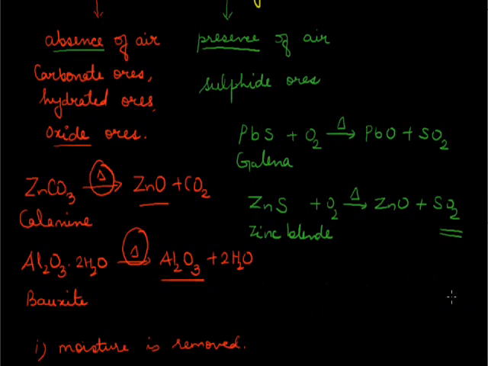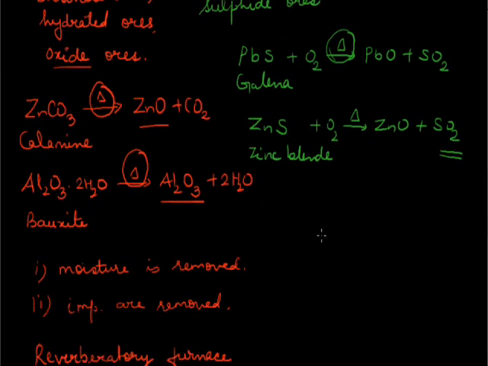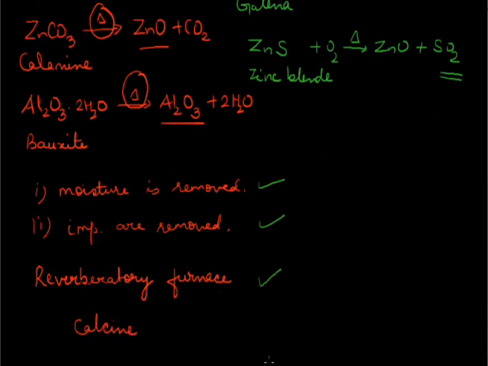So again, because we are employing heating during roasting, it will also serve the same two purposes as calcination. What? Moisture will be removed and impurity will be removed. So commonly, calcination and roasting are done to remove moisture, to remove impurities and to convert the ore into the corresponding oxide. Roasting is also done in the same furnace, that is the reverberatory furnace. But when calcination is being done in the furnace, there will be no supply of air, and when roasting is being done in the furnace, air will be supplied in excess.